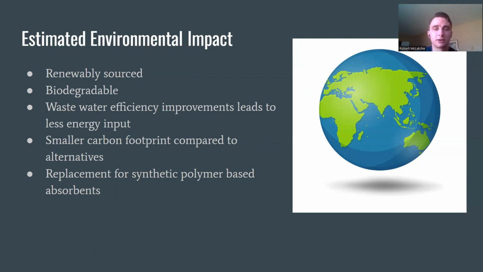It also has a smaller carbon footprint compared to alternatives like coal-based activated carbon, which obviously involves mining coal, which is a much more energy-intensive activity. Wood-based activated carbon is also a more environmentally friendly replacement for synthetic polymer-based absorbents. These polymer-based absorbents would obviously not have the biodegradable aspect, making them worse for the environment.